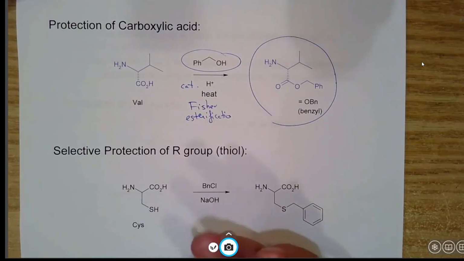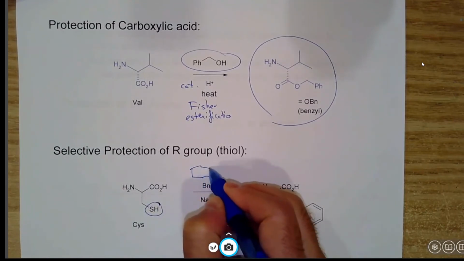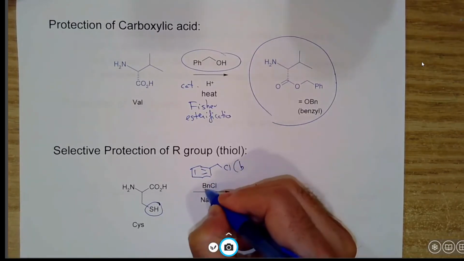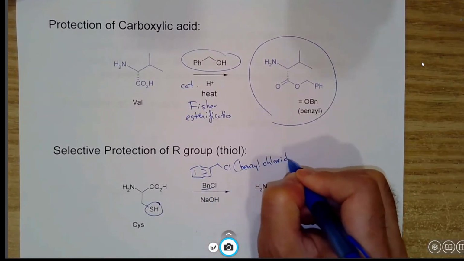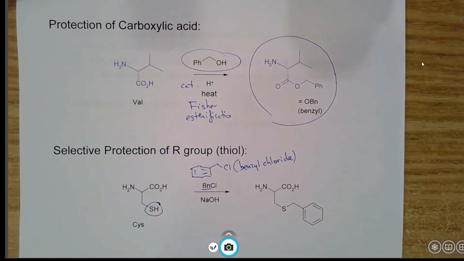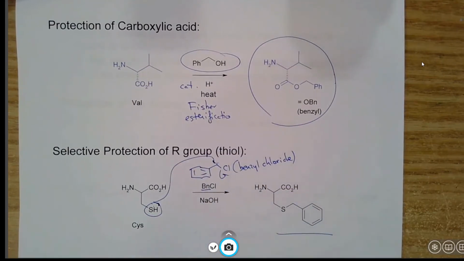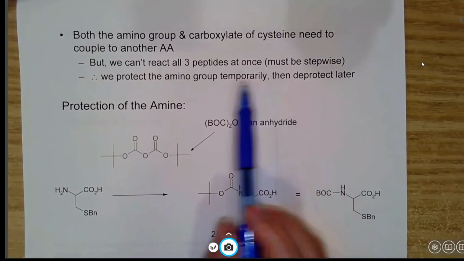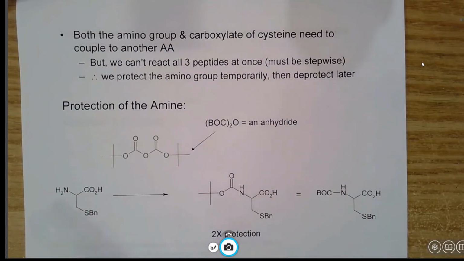We also need to think of that thiol group on that compound. There is a cysteine present, and we haven't talked about how to protect that. A good way to protect that is to treat this with something called benzyl chloride, abbreviated BnCl. Benzyl chloride is great for cysteine because you can get a simple SN2 reaction occurring here. So now you have a protected form of that thiol. Both the amino group and the carboxylate of cysteine need to couple, but we can't react all three at once. We have to do it stepwise. We can't put everything together in one pot.